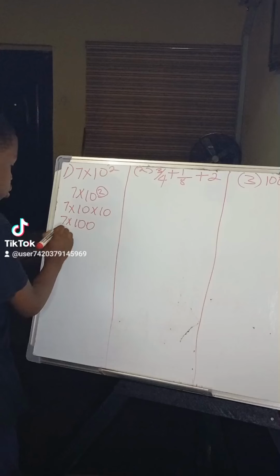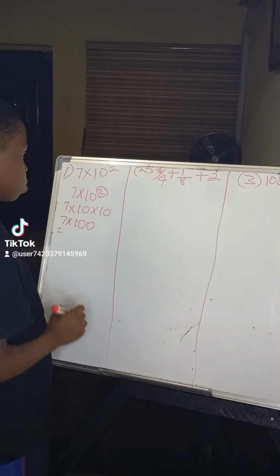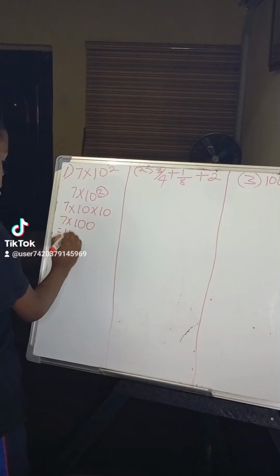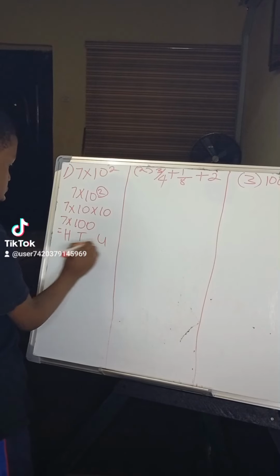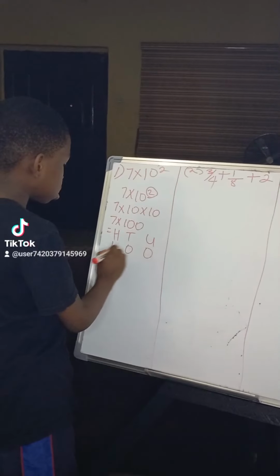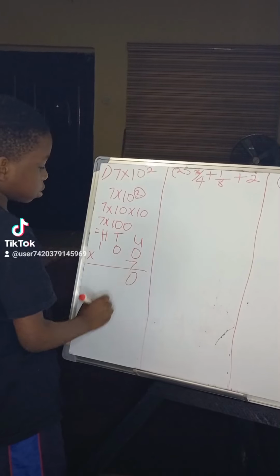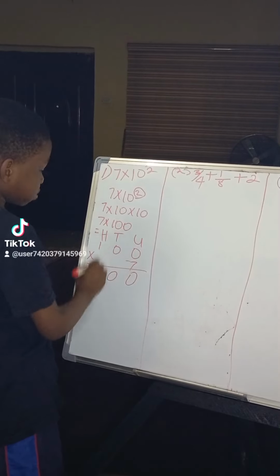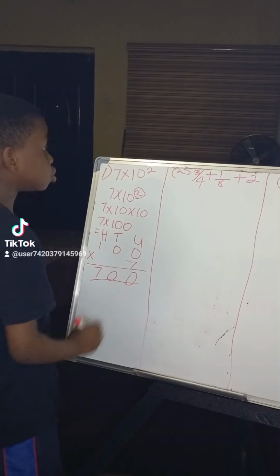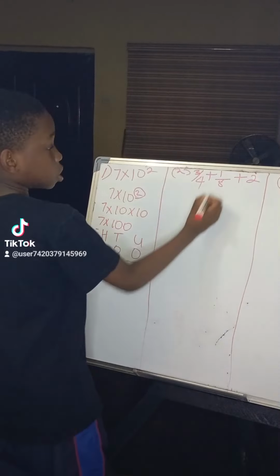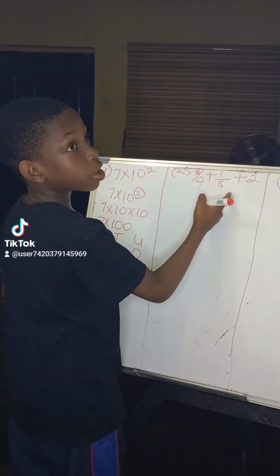7 times 100 is, for those that are weak in math, I'm going to do this. 100 multiplied by 7. 7 times 0, 0. 7 times 0, 0. 7 times 1 is 7. 700. Now number 2. 3 over 4 plus 1 over 8 plus 2.